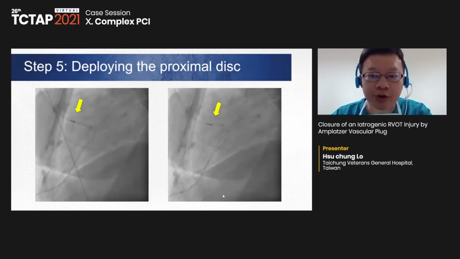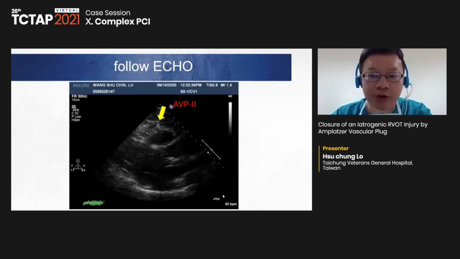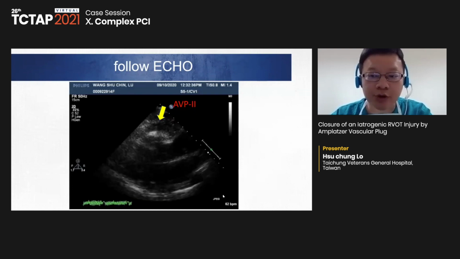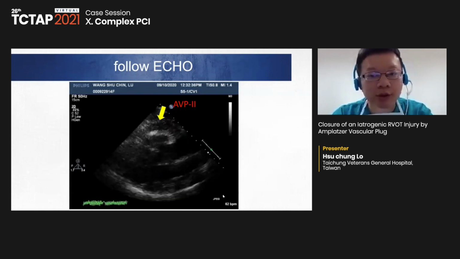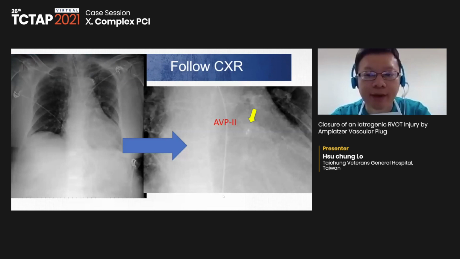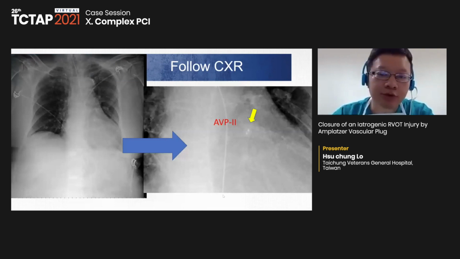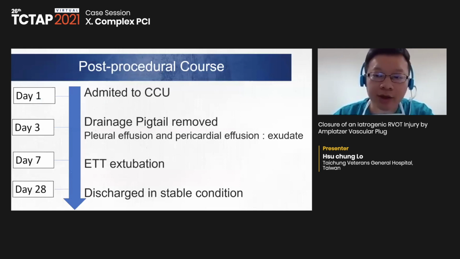After that, we did a wiggle test to follow up. Echography showed the device was in appropriate position and no further increase of pericardial effusion. The closure device could be identified on follow-up chest X-ray. After the procedure, the patient was admitted to our intensive care unit.